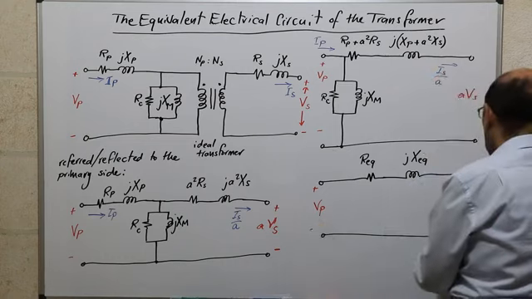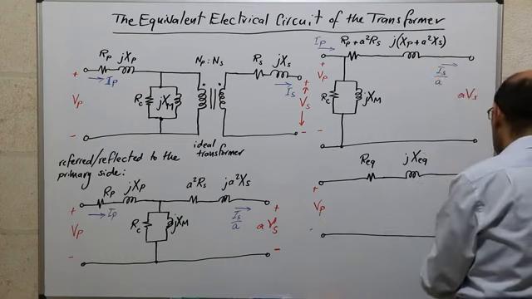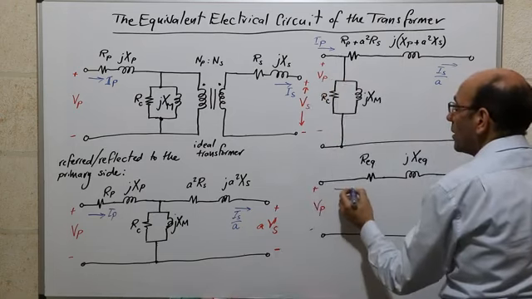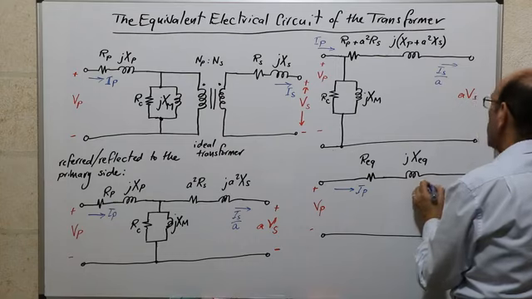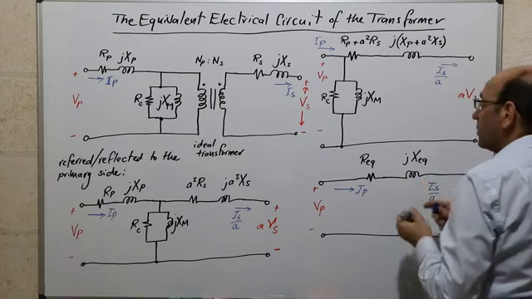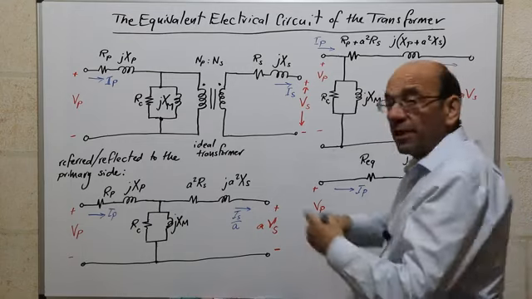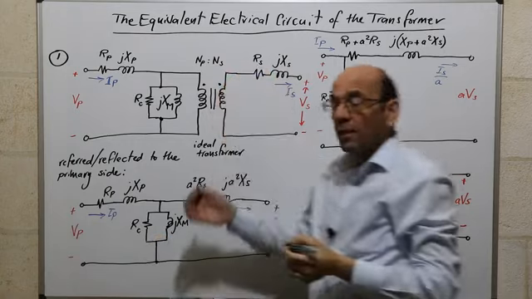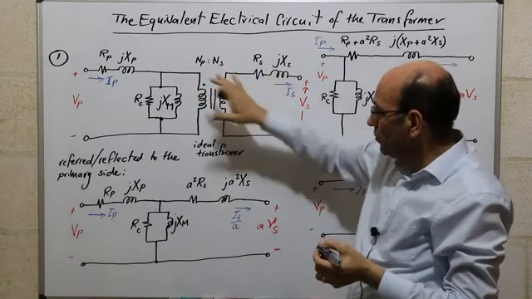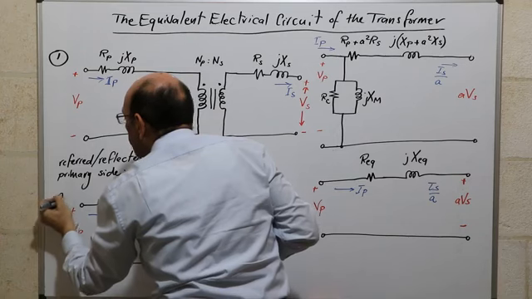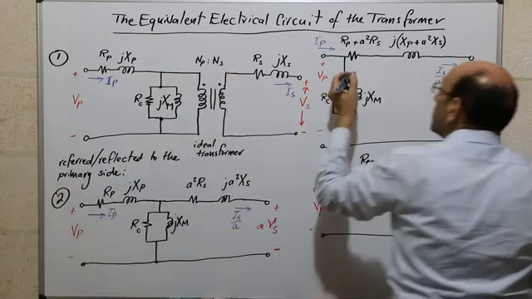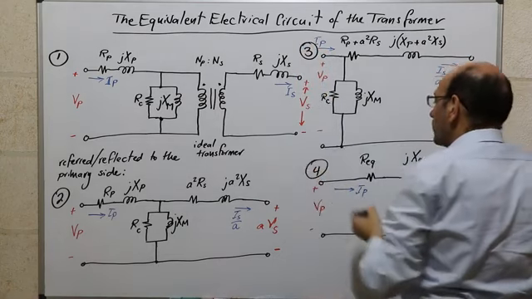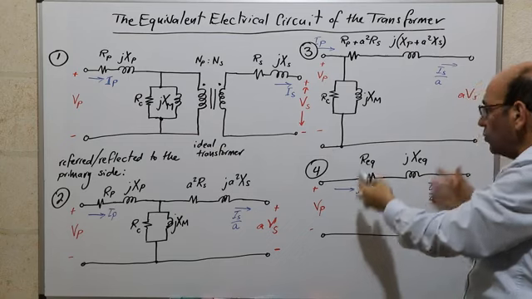VP, AVS, and IP, IS divided by A. So if we number these now, this is actually the model, the first equivalent model. We've done a simplification, where we've removed the ideal transformer, so that's a second simplification. This is a third stage of simplification, and that's a fourth stage of the simplification. And this is really the most simple model.